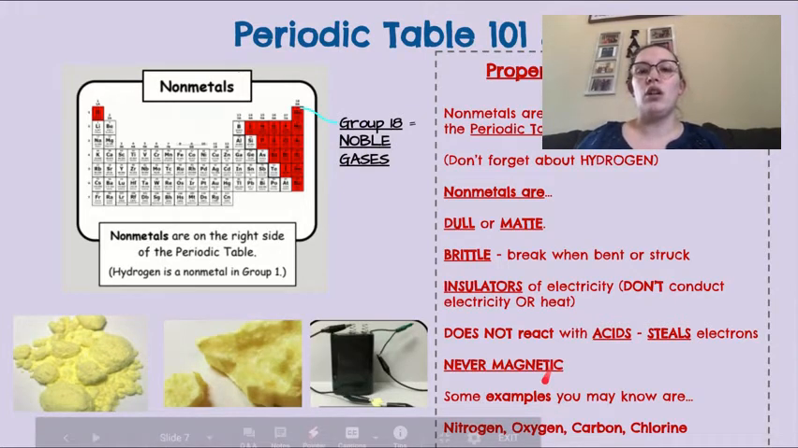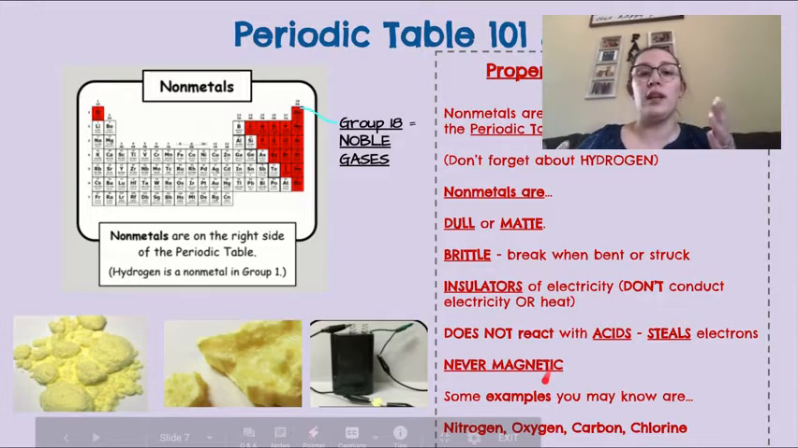Nonmetals are dull, or another word for dull could be matte. For some ladies, or if you prefer, you get foundation or a matte lipstick, it's dull. It doesn't have any shine to it. That's what we mean by dull or matte. They're brittle. They break very, very easily. Think of one of those granola bars. You know how they just crumble? That would be a non-metal. They're going to break super easily.